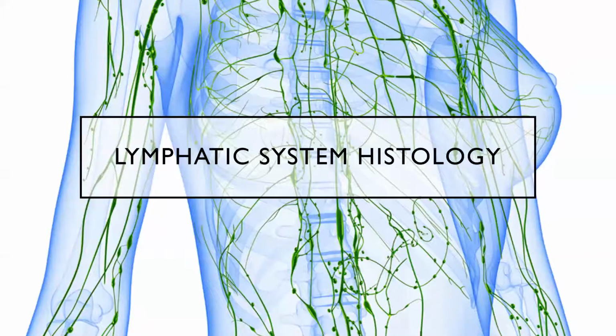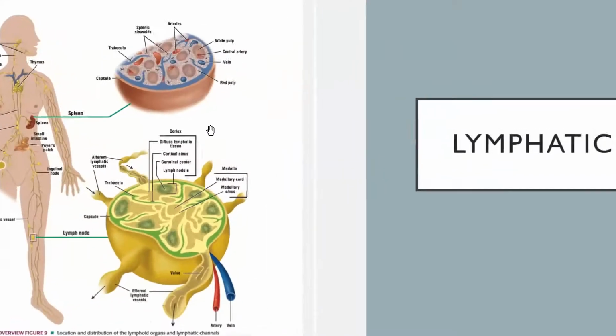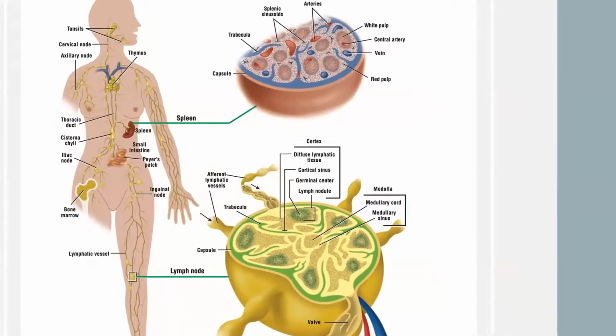In this lab, I want to talk about the lymphatic system histology. But before I start talking about this part, I want to show you the lymphatic organs. As you see in this picture, we have lymphatic organs in different parts of our body. In this picture, you can see the lymphatic vessels, and the function of lymphatic vessels is collection of the lymph and bringing it back to our blood circulation.